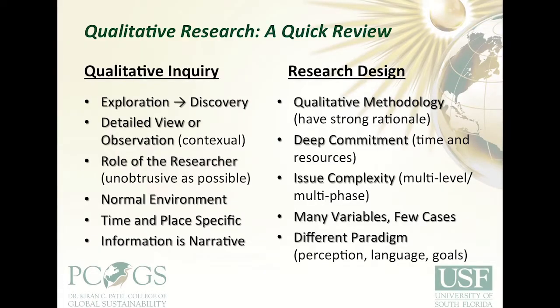But let's compare. We're going to do a qualitative research quick review. So qualitative inquiry, it's going from an exploration to discovery, and this is probably the simplest way of thinking about it. Qualitative is we're exploring to find something. You want to discover something. Detailed view or observation. This is about the context. We're looking for meaning, interpretation, those type of things. You want to observe something and you want to kind of figure out what am I looking at here.